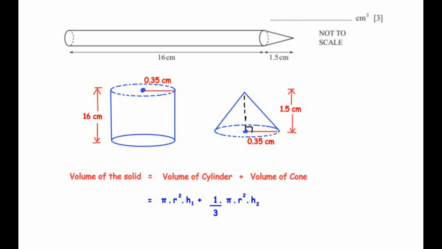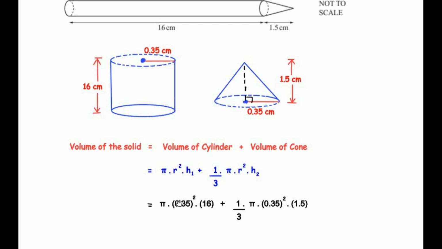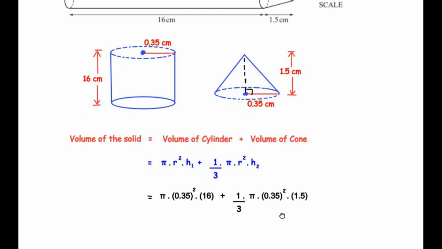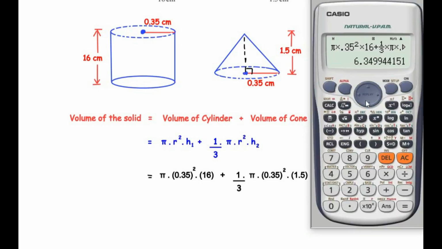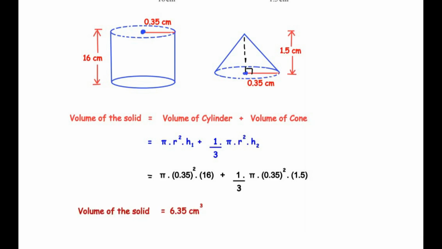Now simply we are going to plug in the values of r, that is radius of cylinder, radius of cone, and heights of cylinder and cone. So here pi times the radius of cylinder is 0.35 square times height of the cylinder is 16 plus 1 over 3 times pi times radius of the cone is 0.35 times the perpendicular height is 1.5 centimeter. Now let us see what value this gives us. So this is the volume of the solid, that is 6.349. Now I am going to round it to 2 decimal places. So we are going to write it as 6.35. So this is the volume of the solid, that is 6.35 cubic centimeter.